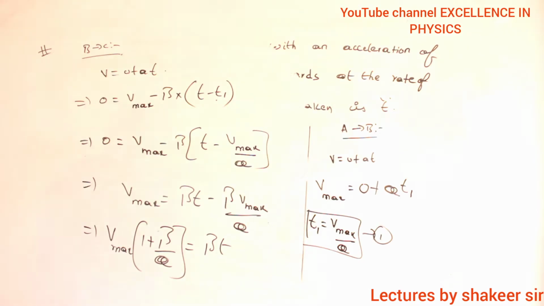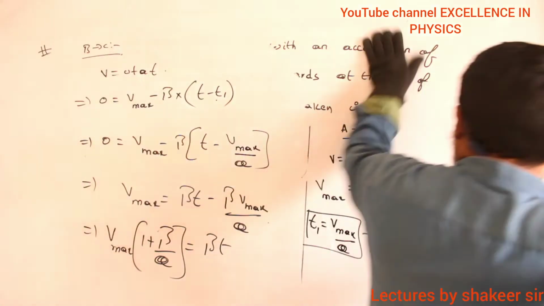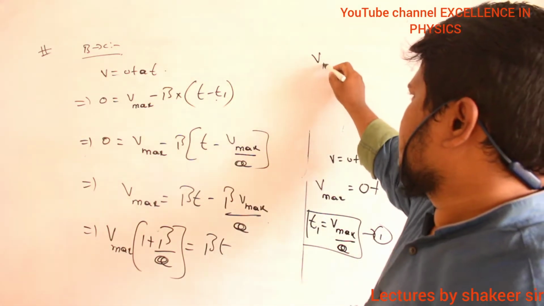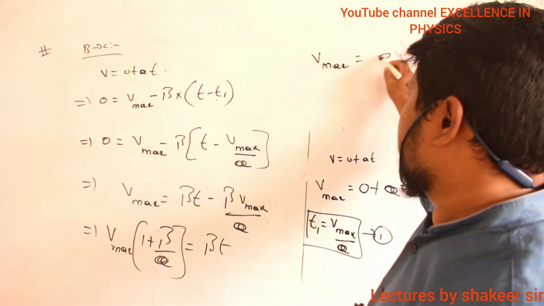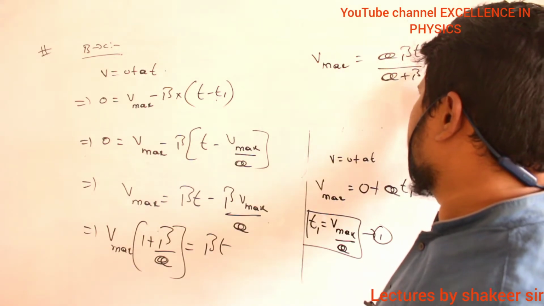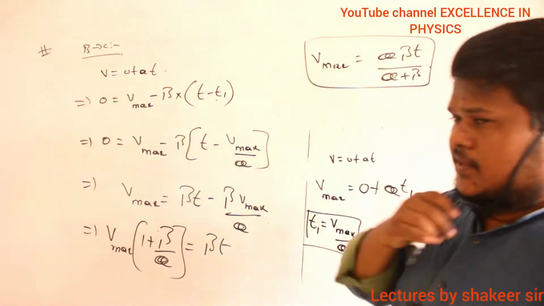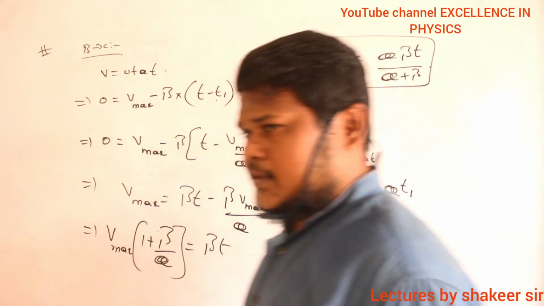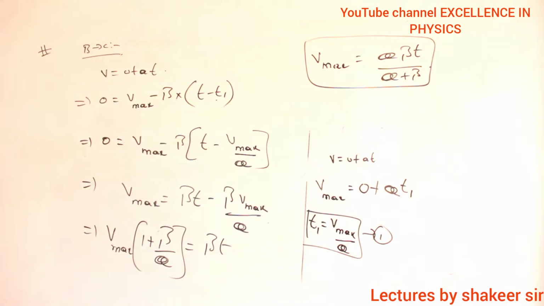Clear? So therefore, if I take the LCM, then what am I left with? V max is equal to alpha beta T divided by alpha plus beta. So this is my equation for V max, the maximum velocity obtained by the car in this process of acceleration and deceleration.